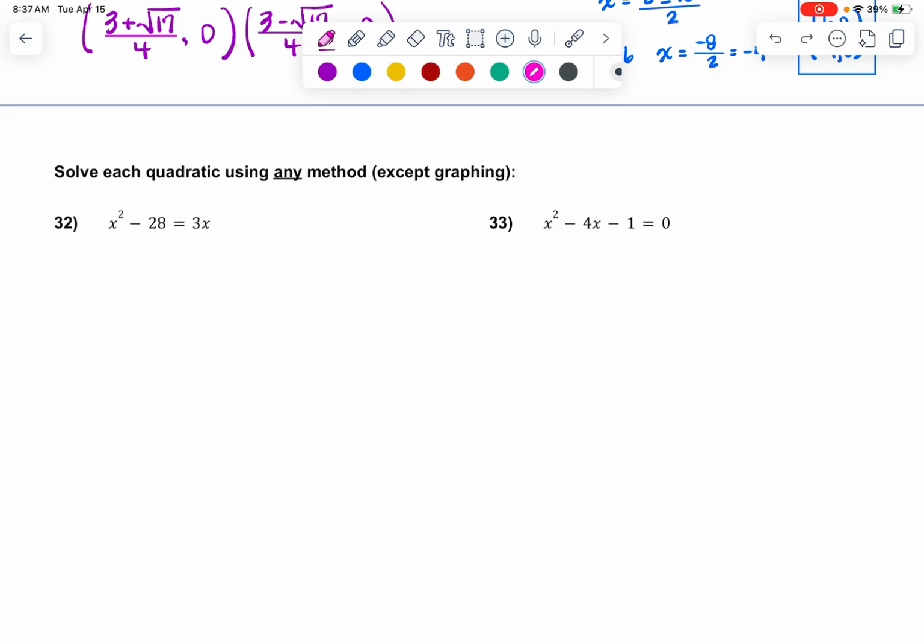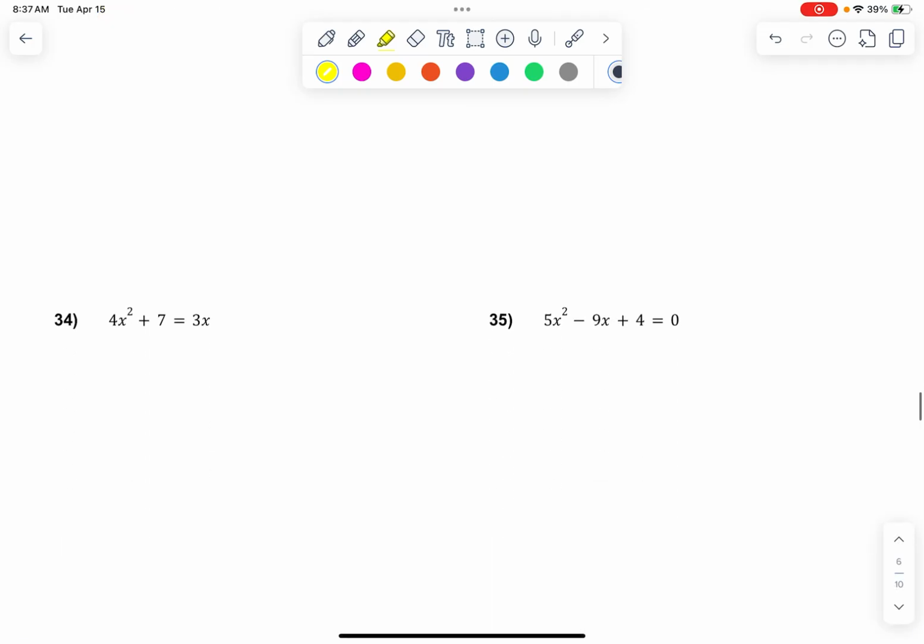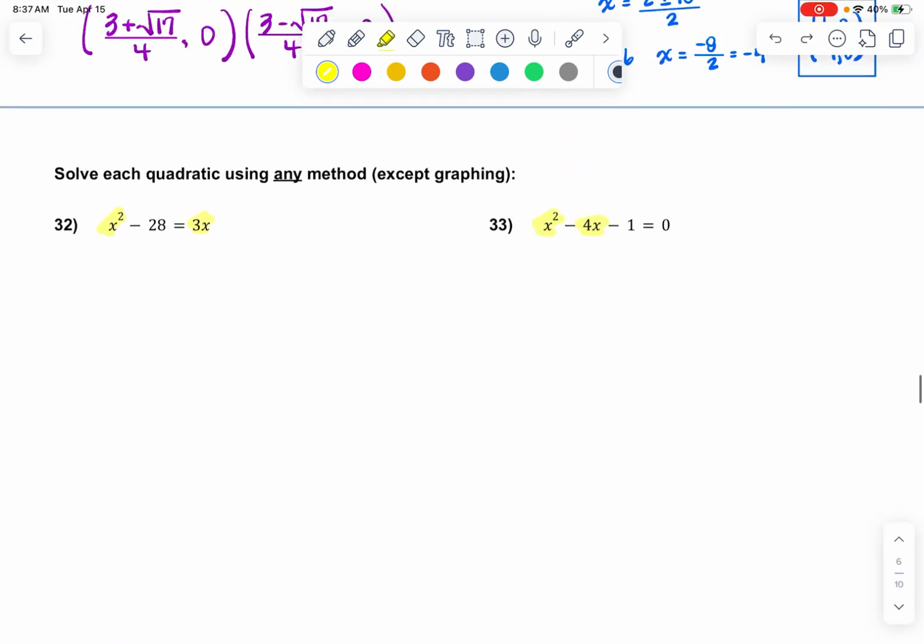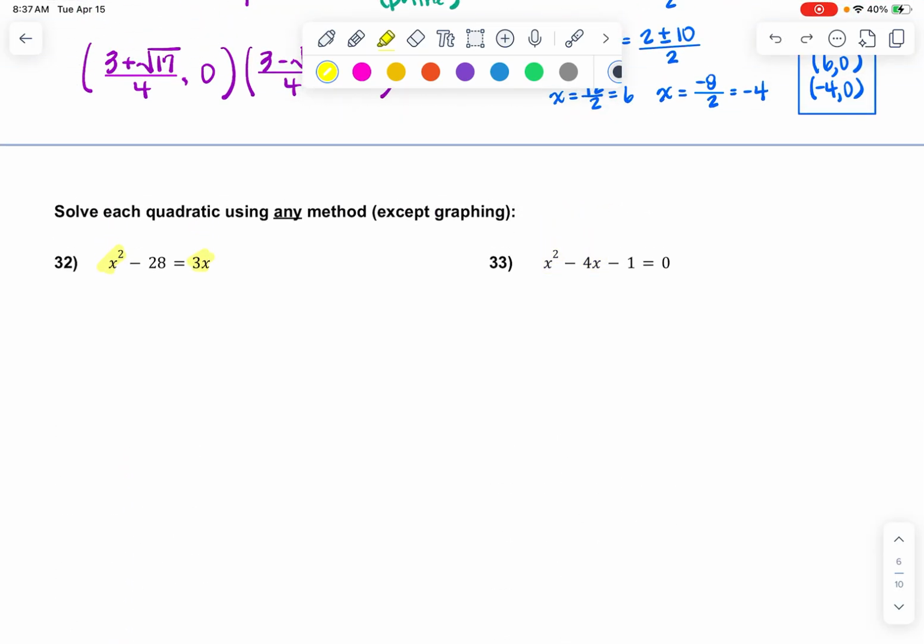All right, so remember the only time you can use the square root method is if you have a single x term. This guy has 2 x terms, this guy has 2 x terms, this guy has 2 x terms, this guy has 2 x terms. So none of the problems on this page can I use the square root method, which means my only options are factoring or quadratic formula, okay?